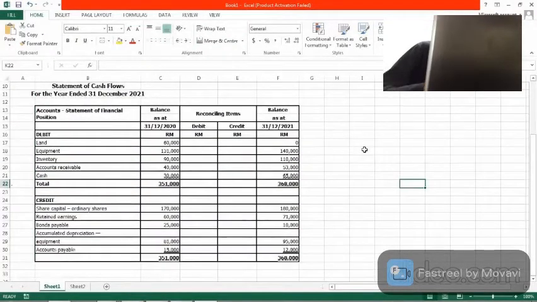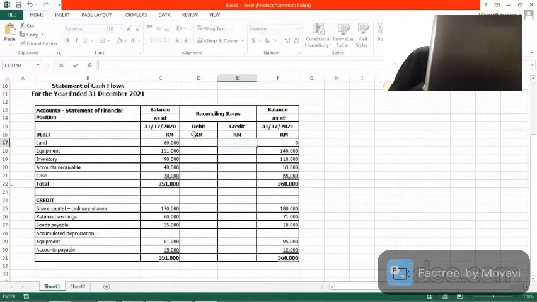Firstly, we need to fill in the reconciling items column. Here we are given the ending balance and beginning balance to find the amount of reconciling items. For the debit side of the financial position statement, if there's an increase, it means that we have to debit, and if there's a decrease, we need to credit it, while for the credit side of the statement, vice versa. So I'm going to start with land first. Since the beginning balance of the land is more than the ending balance, we put it on the credit side, which is 60,000 minus 0, we get 60,000.